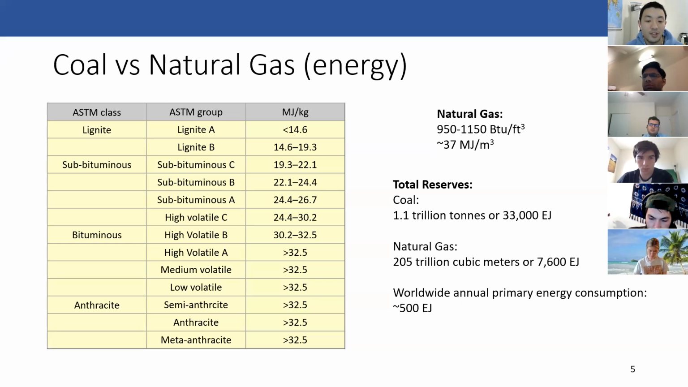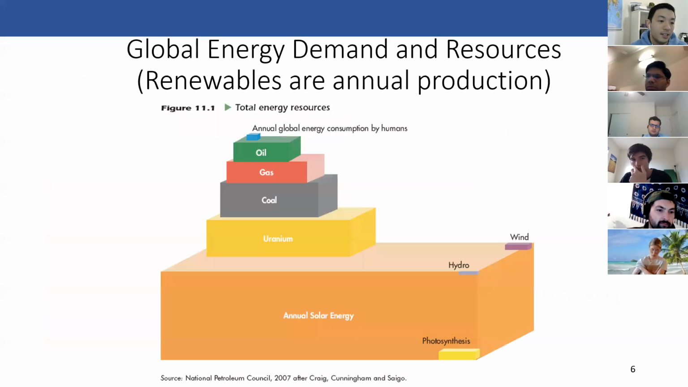And worldwide annual primary energy consumption is 500 exajoules. So you can do the math where you divide total reserves by the annual energy consumption to get a high level sense of how much longer the reserves will last. And actually, I found a nice little chart about that. So here, you can see the gas and coal reserves compared to annual global energy consumption.